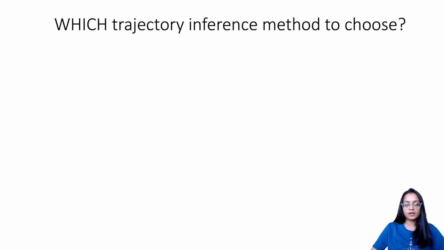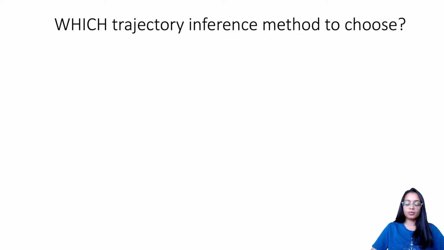Now talking about trajectory inference methods, there were 59 trajectory inference methods according to a Nature Biotechnology article that was published in 2019. I'm sure there are many more now. So the question arises as to which trajectory inference method should one use for the data.